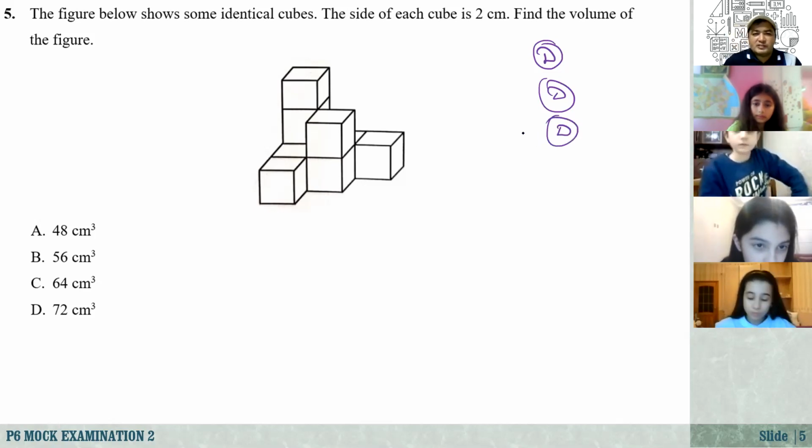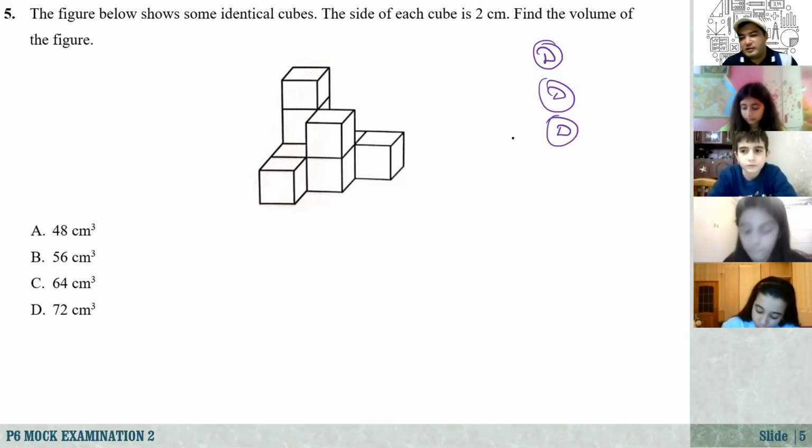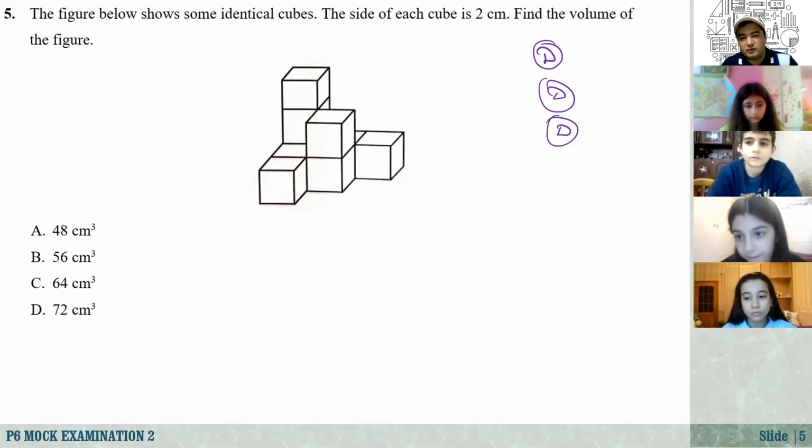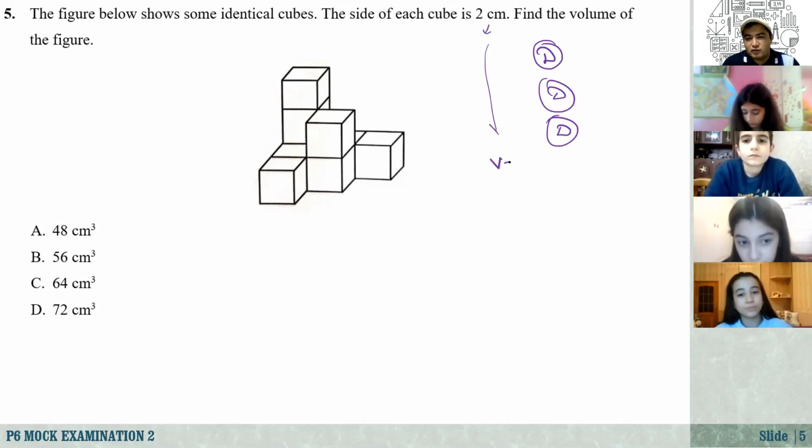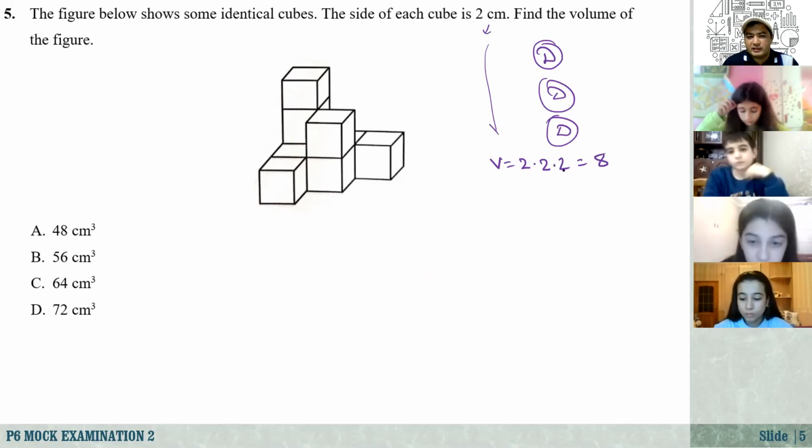The figure below shows some identical, which means exactly the same, right? Exact copy of something. Identical cars, identical toys, identical balls, identical objects. Anyway, exactly the same. So the side of each cube is 2 centimeters. Find the volume of the figure. So if it is 2 centimeters, we know that the volume of one small cube is 2 times 2 times 2. That's equal to 8.